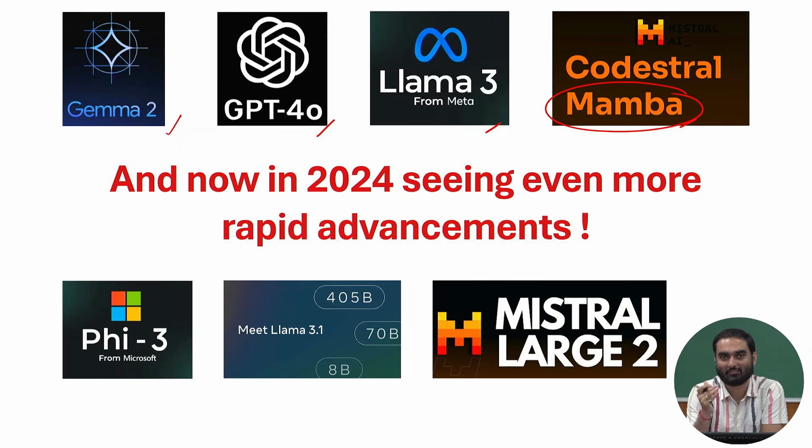We'll talk about Mamba maybe at the end of the course. It's a state space based model. Mistral collaborated with Mamba, and they introduced a model called Codestral. Phi-3 was introduced by Microsoft. Recently, Llama 3.1 was introduced.